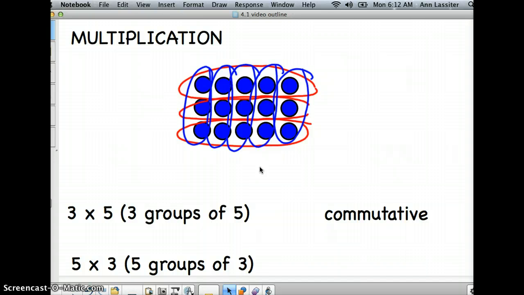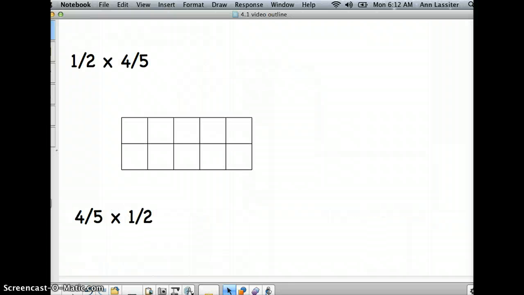So the first fraction multiplication I want to look at is 1/2 times 4/5. I want you to think that both of these fractions are proper fractions, so they're less than a whole. So I'm taking a part of 1 whole. So my answer is going to be less than 1 whole. I conveniently chose a 2 by 5 rectangle because of the 2 and the 5 in my denominators. So this is asking me for half of 4/5.